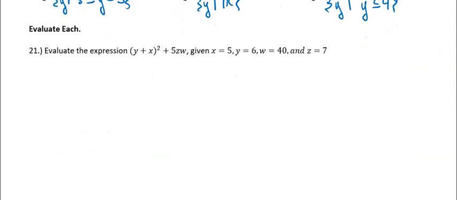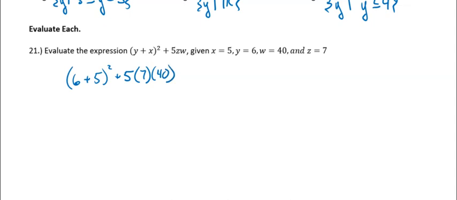If I look at this one, it says evaluate the expression y plus (x squared) plus 5z times w, given x is 5, y is 6, w is 40, and z is 7. For this one, I just plug it in, okay? So y is 6, plus x is 5 squared, plus 5 times z, which is the 7, times w, which is the 40.